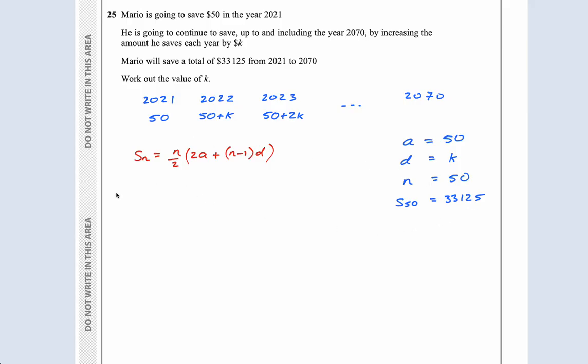So S50 is 33,125. n is 50, so 50 over 2. a is 50, so 2 times 50. n is 50, so it's 49d. I'm just going to write 49d. And d is k. So I have this. Okay, now I do need to solve this properly, guys.